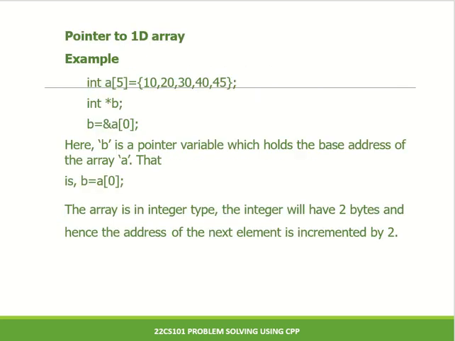Here we can see one example. int a[5] equals 10, 20, 30, 40 and 50. Now I am declaring a pointer variable, int *b. Now I am initializing the base address, that is b = &a[0], the address of a[0] is assigned to b. Now b is a pointer variable which is used to hold the base address of the array a. If I want to access the next element, I can add 2 bytes so that I can easily move to a[1]. Thank you.